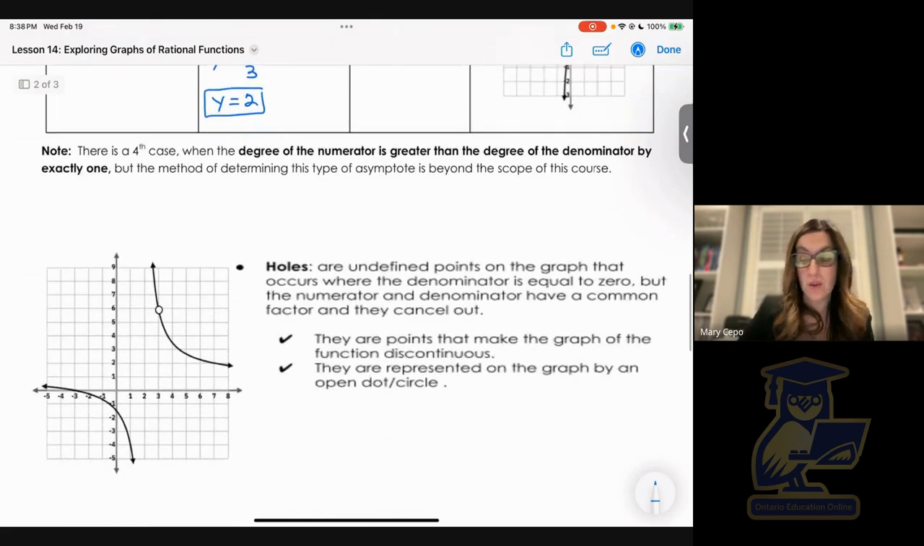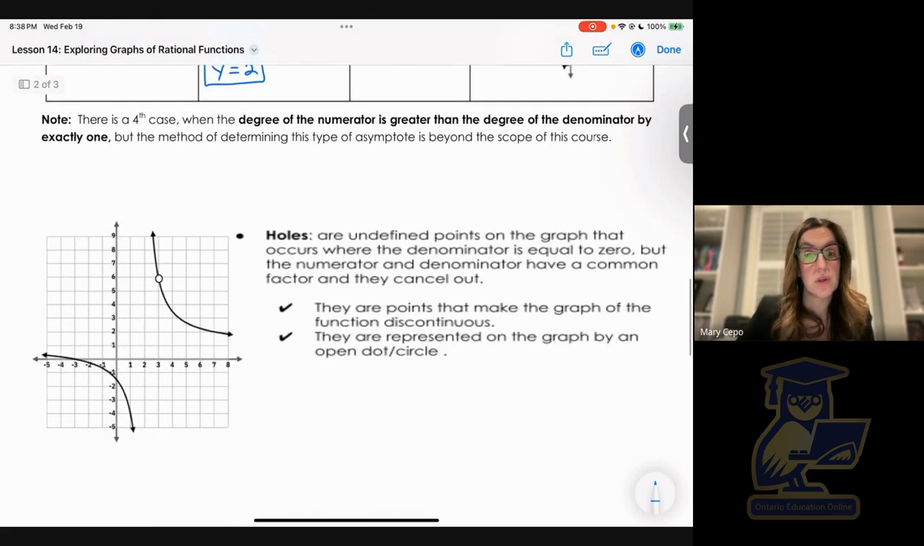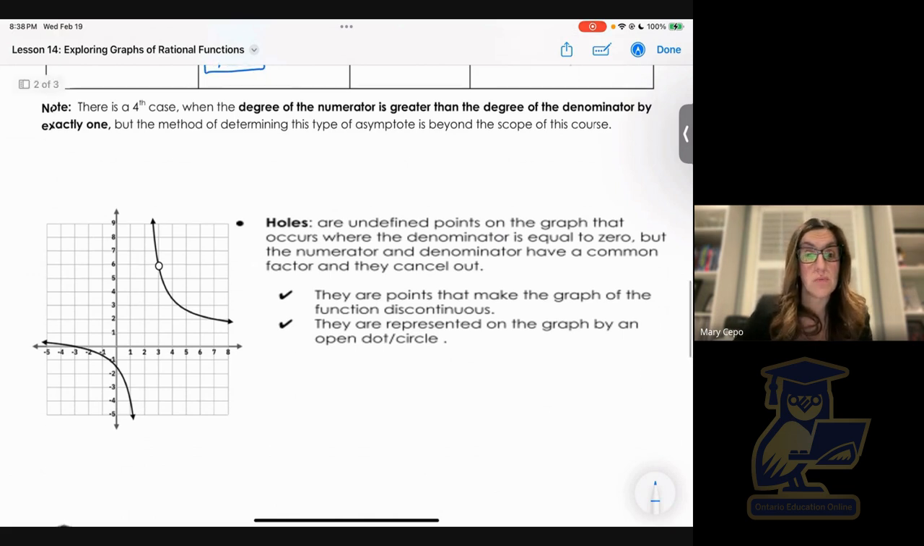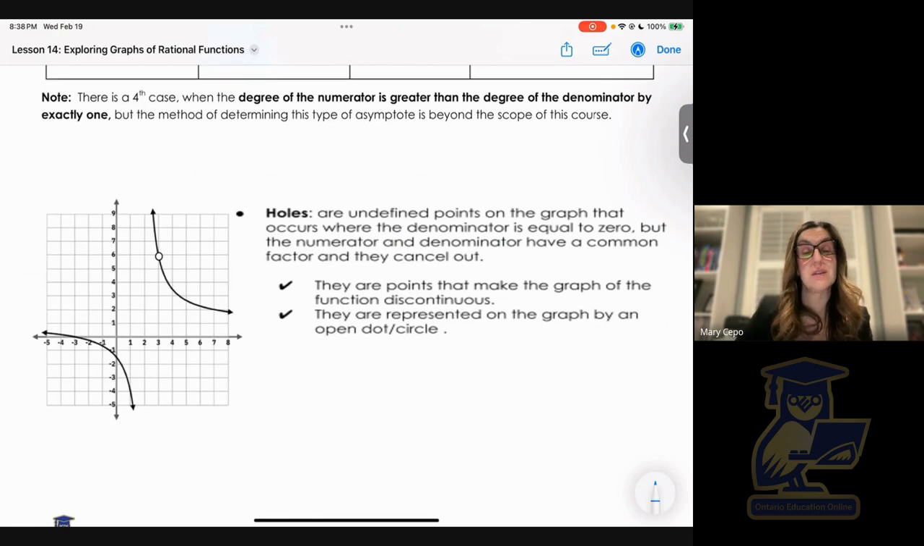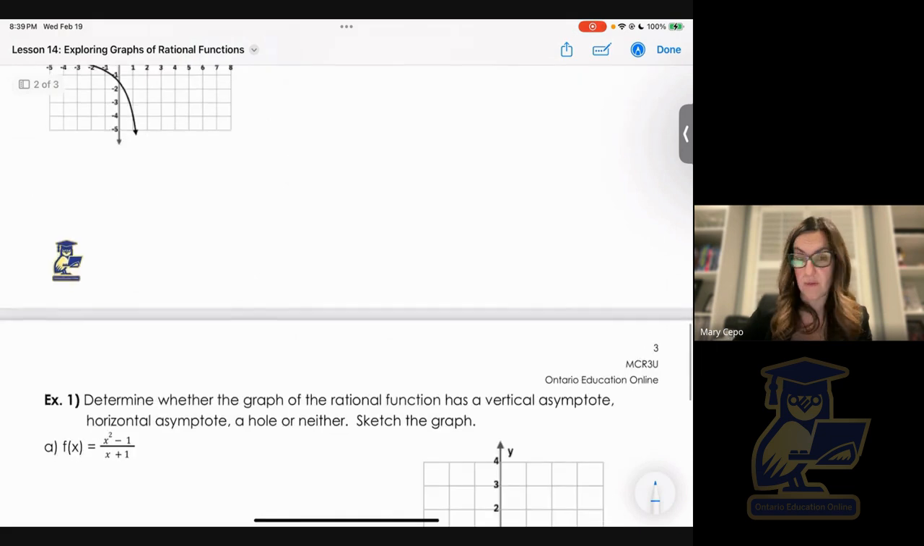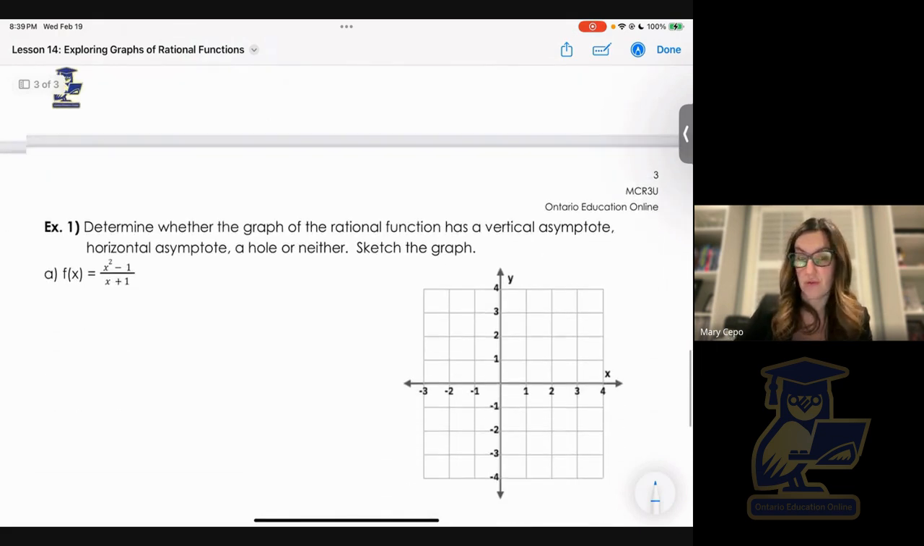Okay, another behavior we want to look at are holes. Holes are undefined points on the graph that occur where the denominator equals 0, but the numerator and the denominator have a common factor and they cancel out. They are points that make the graph of the function discontinuous. They are represented on the graph by an open dot, or circle. So we will be exploring all these properties and behaviors of rational functions.